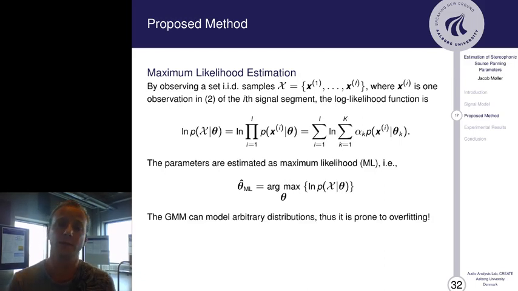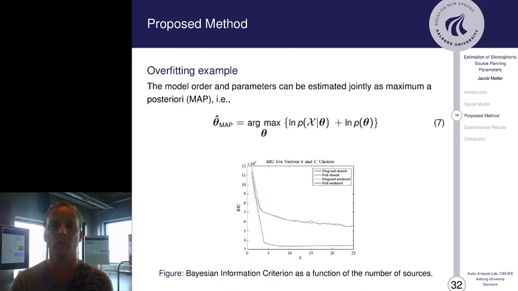One of the qualities of the Gaussian mixture model is that it can model arbitrary distributions as a combination of components. Therefore, it's very prone to overfitting. A widely used method for solving overfitting is the MAP estimator, the maximum a posteriori estimator. In such an estimator, there's a penalty term on the prior of the parameters.